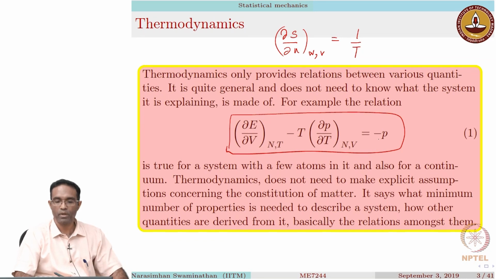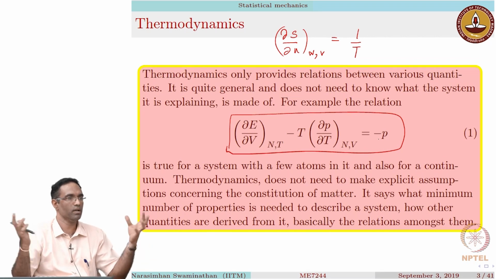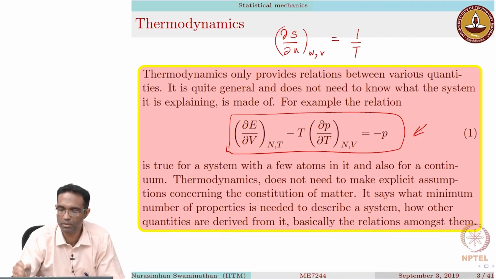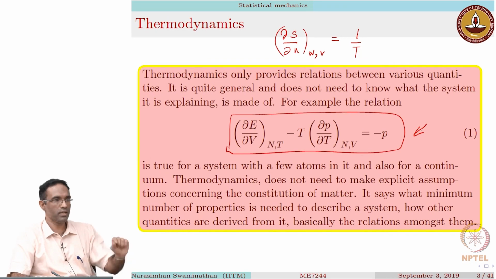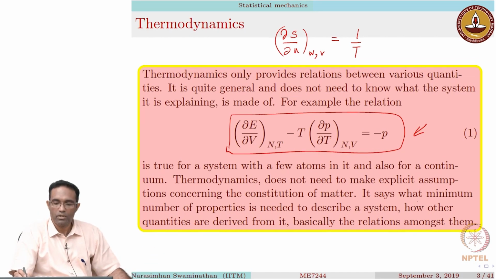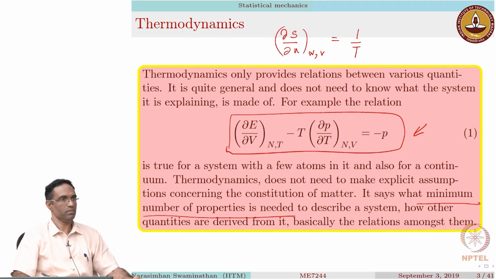You can prove it. What is important for us to note is thermodynamics does not really worry about what the system is actually made of. This relationship holds true whether the system consists of one atom or two atoms or hundreds of atoms, right? This is a relationship that thermodynamics can give you, and it does not make any explicit assumption concerning what the constituents of matter are, right? So it only says what minimum number of properties are required to describe the system. You all must have seen that, right?